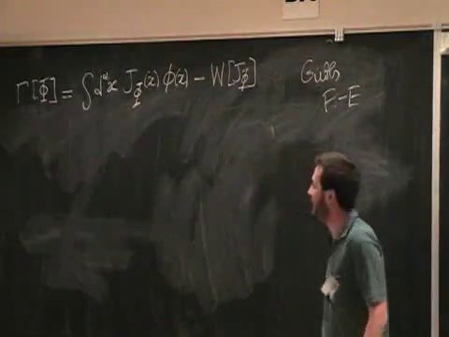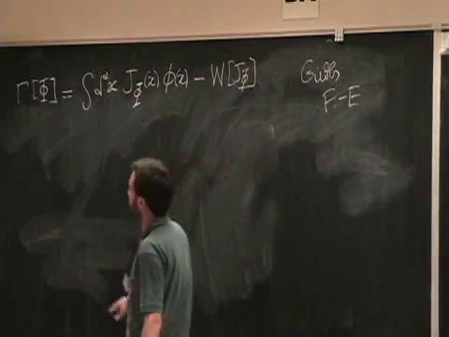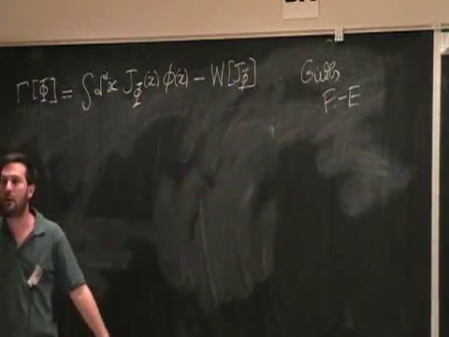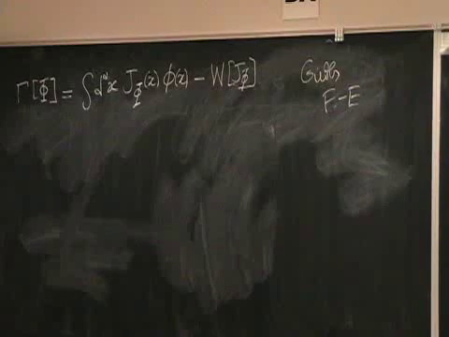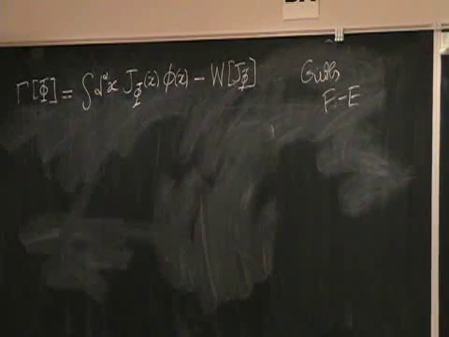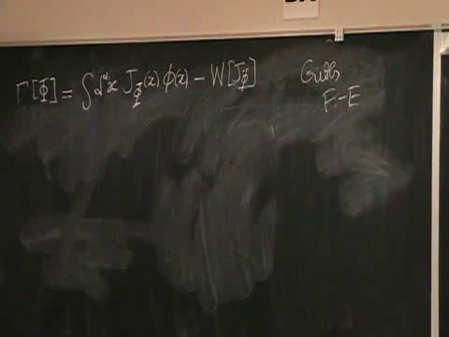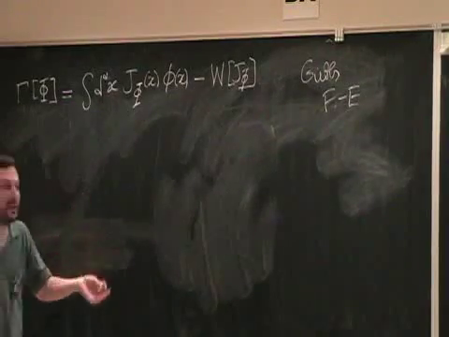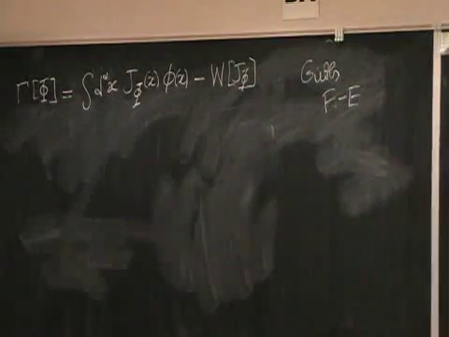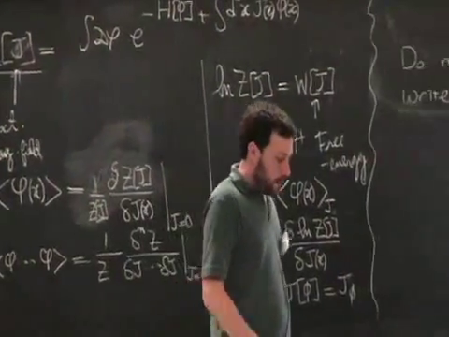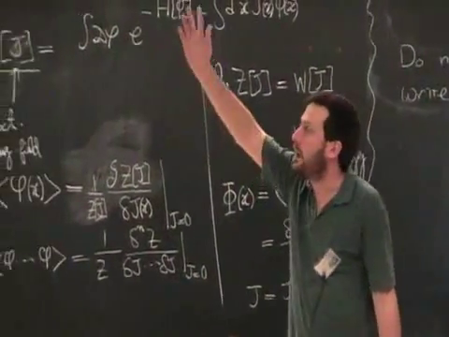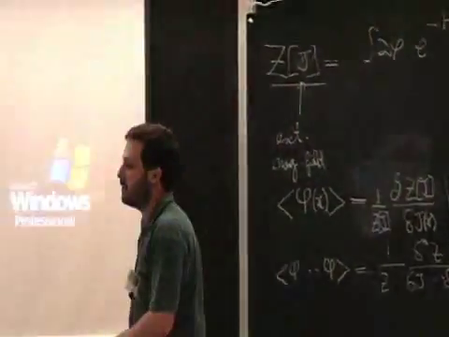So, if you know how to calculate this quantity, sometimes called the effective action, but I prefer the Gibbs free energy, you can calculate everything. At least in principle, but it's clear that you can calculate correlation functions. So the goal is to calculate that, in a given model.